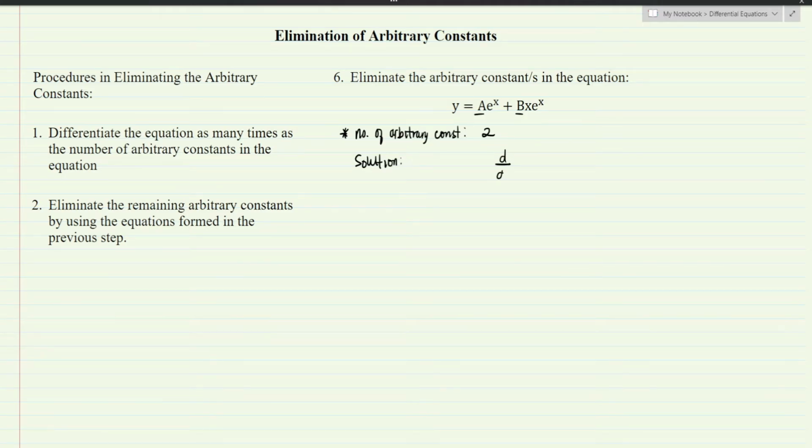I would have here the first derivative of y with respect to x equal to, for the terms on the right side, I would factor out a first, then get the derivative of e raised to x, followed by the last term. I would factor out b, then get the derivative of x e raised to x. So for the derivative of y, that is just y prime.